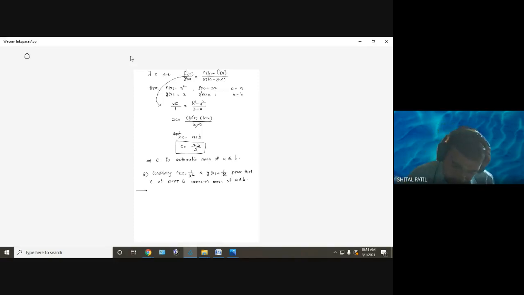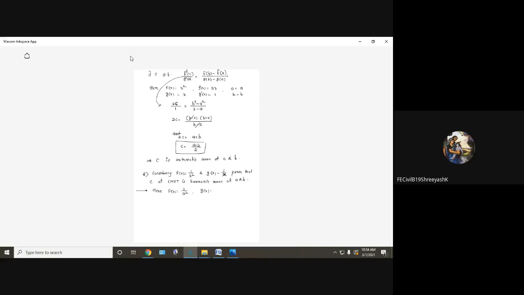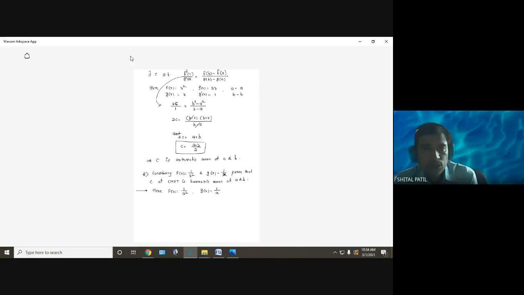Okay, so here, can anyone tell what harmonic mean is? 2ab by a plus b. Correct. 1 upon a plus 1 upon b. 2ab divided by a plus b. Right, harmonic mean of ab is 2ab divided by a plus b.